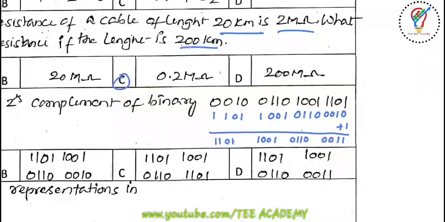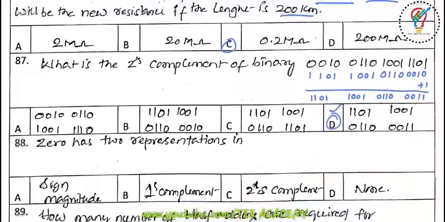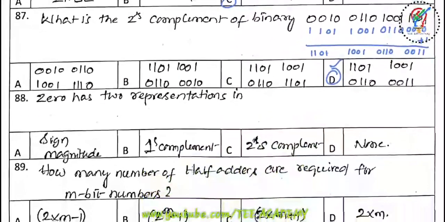So see here, 1 1 0 1 1 0 0 1 0 1 0 0 1. So answer D matches this answer here. Next one, 0 has two representations in 1's complement. So that is the question on 1's complement.